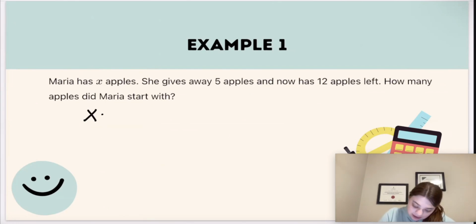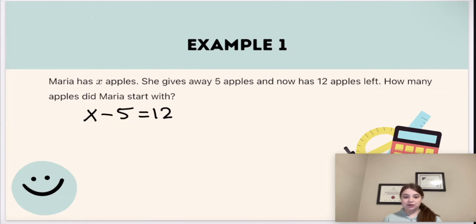So minus 5. Then it says after giving away those apples, she now has 12. So I'm going to put equals 12. Then they ask, how many did Maria start with? That would be X apples, since that's how much she had before she gave away 5 apples and had 12 as a result. So our equation for this is X minus 5 is equal to 12.